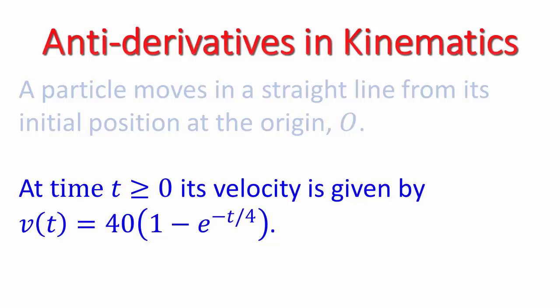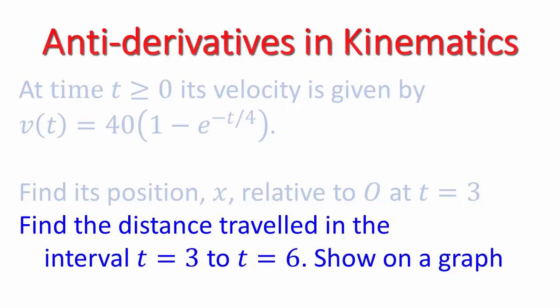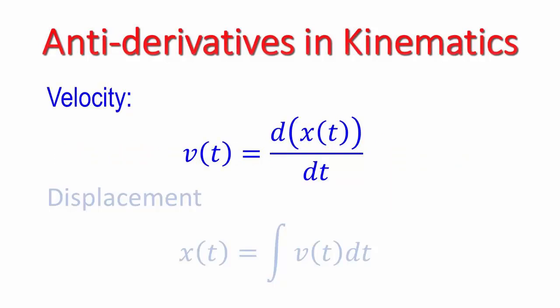So what we're going to look at is find the position x at time t equals 3, and find the distance travelled in the interval from t equals 3 to t equals 6 and show that on the graph. And write the answers correct to 2 decimal places. All right, so let's have a look at this.